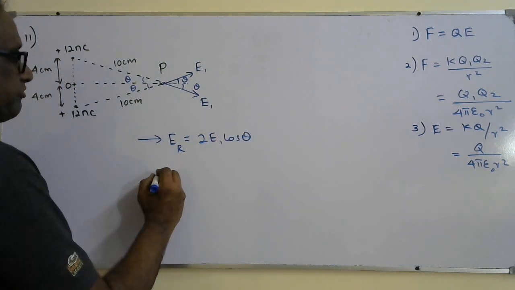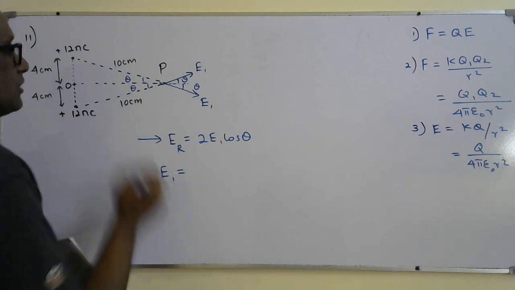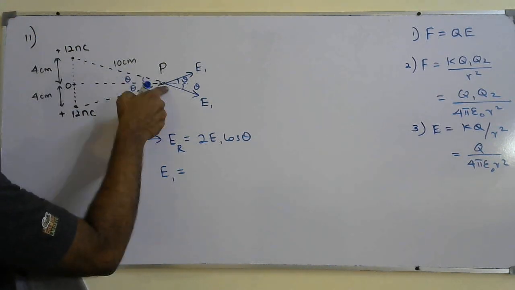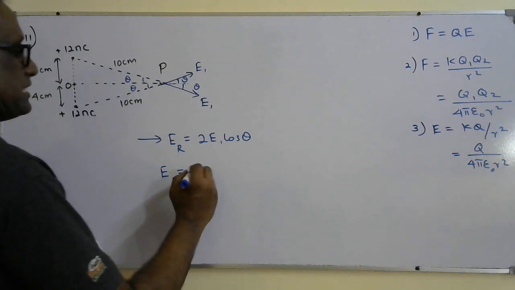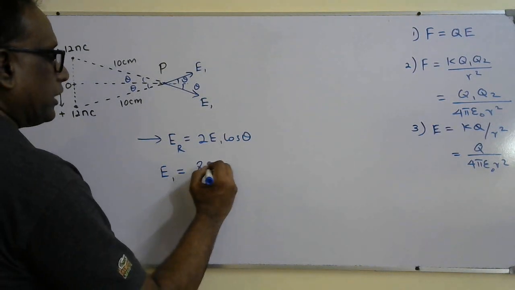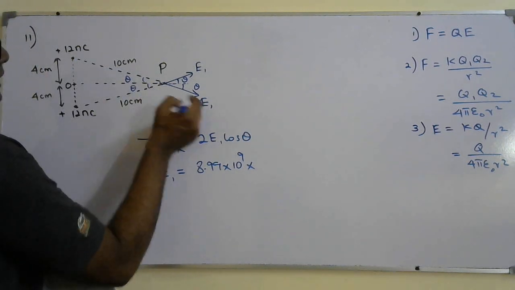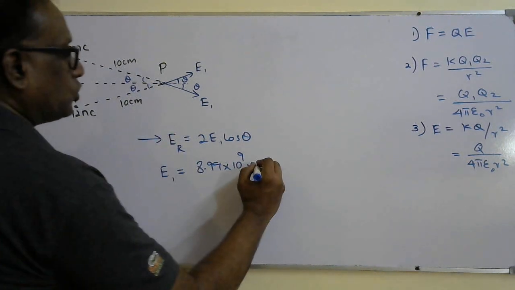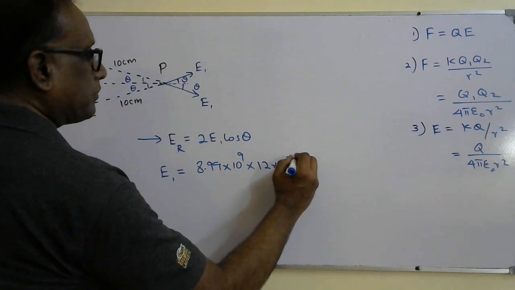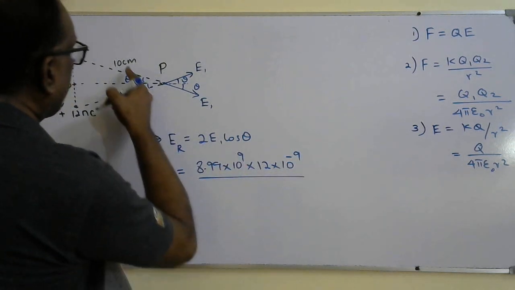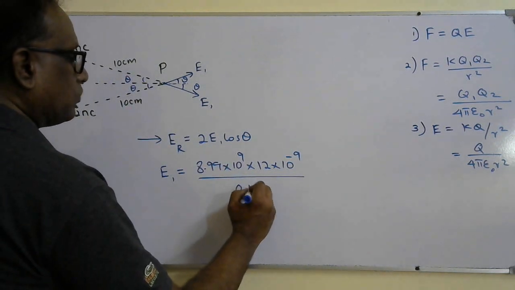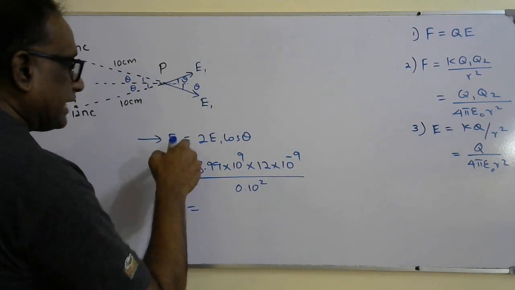E1 I can find. Anyway, both are at the same distance from point P. E1 is equal to kQ over r squared: 8.99 times 10 to the power 9, and for Q, for this E1, it means 12 nanocoulomb, 12 times 10 to the power minus 9, over r squared, 10 centimeters, 0.10 squared. I can find the E1.